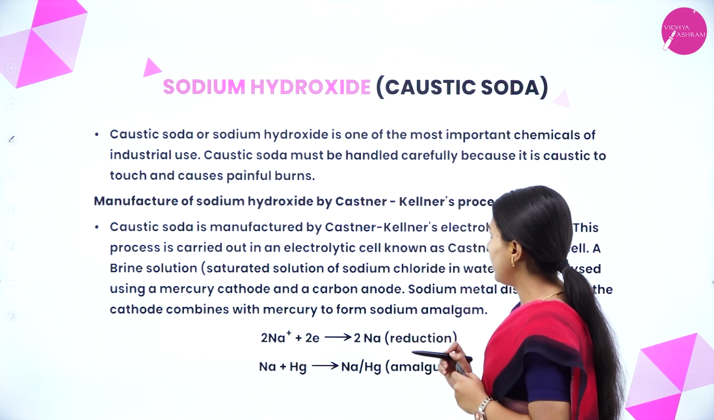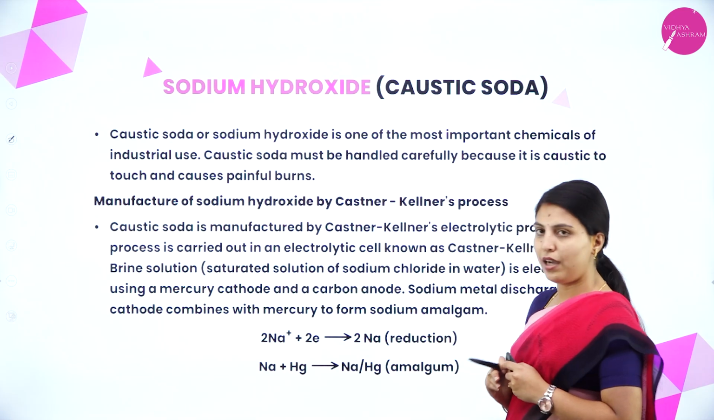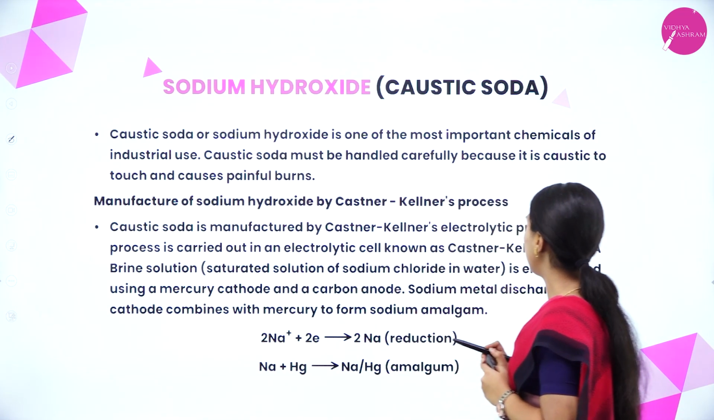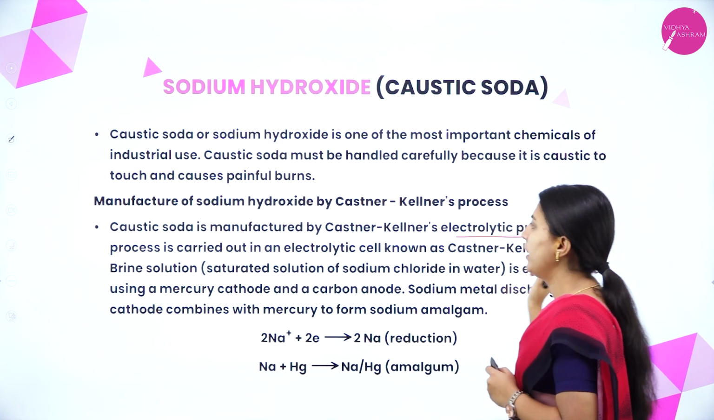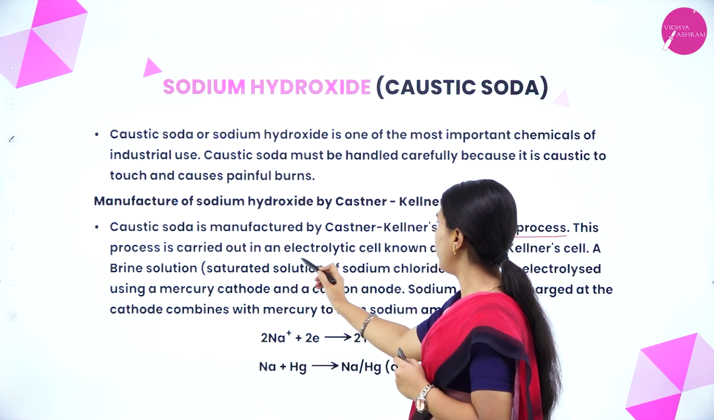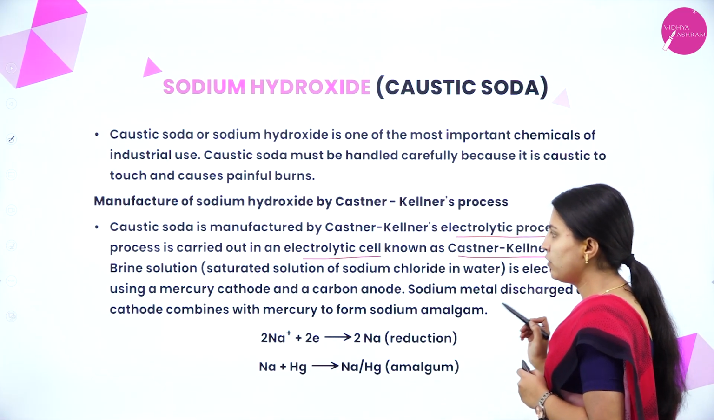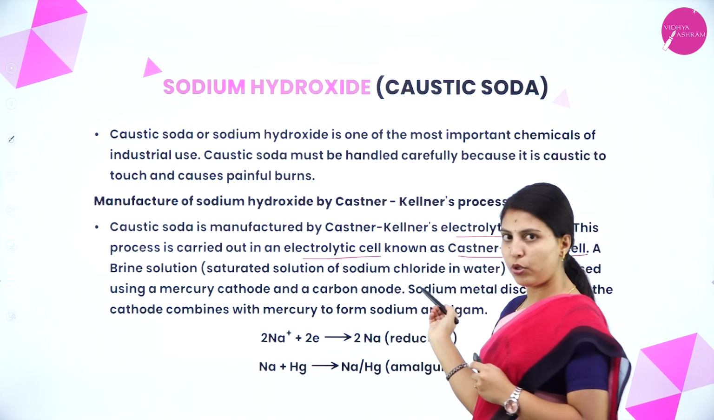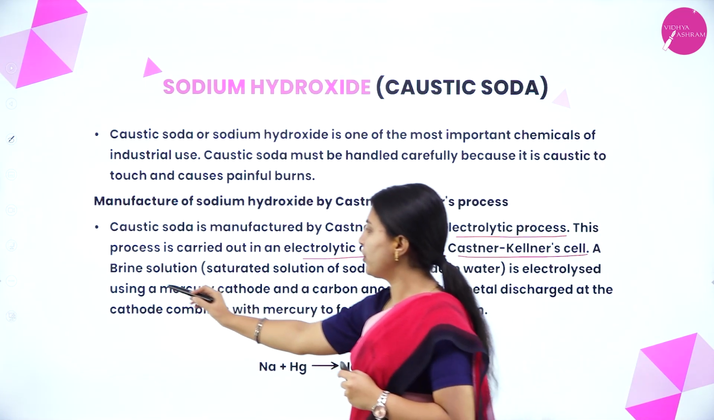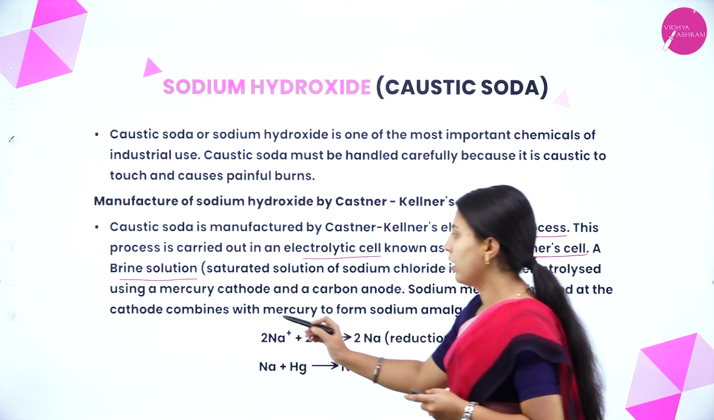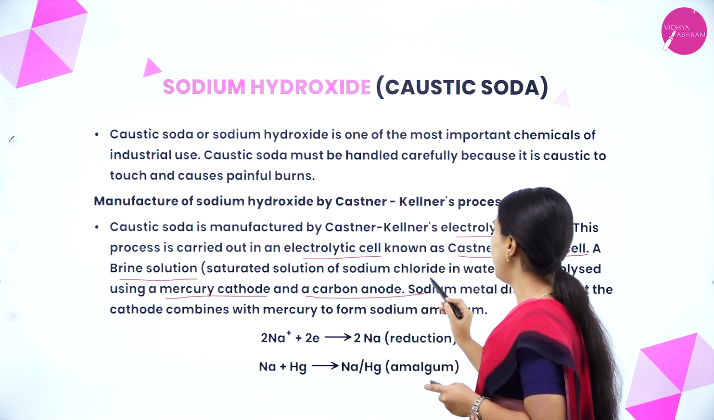Manufacture of sodium hydroxide by Kastner-Kellner's process. How is it manufactured? Caustic soda is manufactured by Kastner-Kellner's electrolytic process. This process is carried out in an electrolytic cell known as Kastner-Kellner's cell. A brine solution, a saturated solution of sodium chloride, is electrolyzed using a mercury cathode as well as a carbon anode.